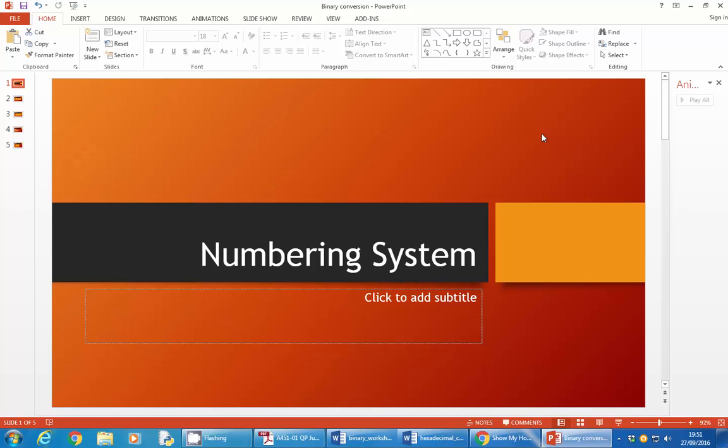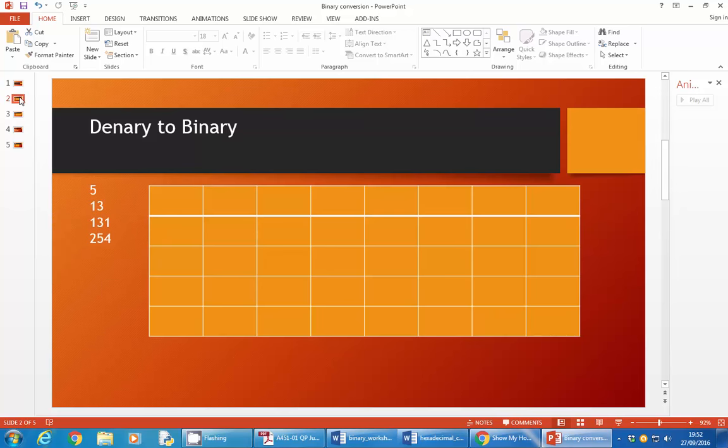In this video, we are going to look at numbering systems, and we're going to look at converting numbers between different systems. So the first conversion we're going to do is going from denary to binary. Denary is the number system that we use, and we need to be able to convert this into binary, which is ones and zeros.